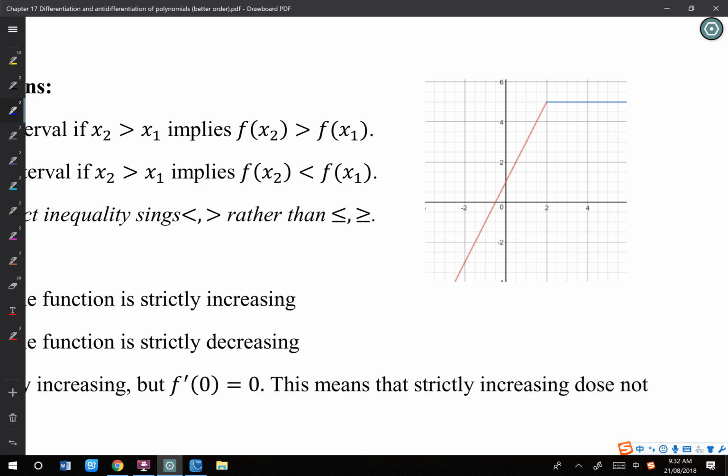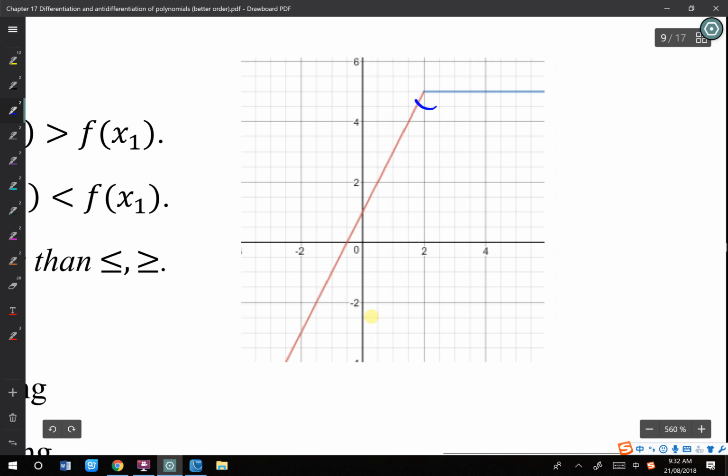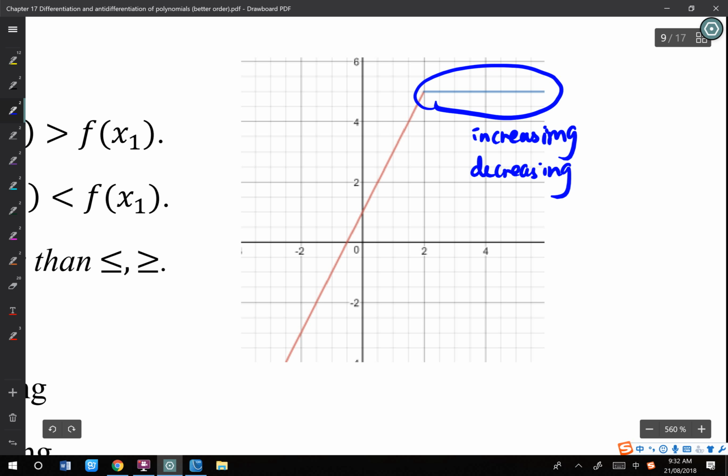If it goes down or remains the same, it can be increasing or decreasing. So y can remain the same, as it can be not strict. No word strict, it's just increasing or decreasing. So for example, this part of the graph can be increasing or it can be decreasing. But it can't be strictly increasing or strictly decreasing. When x increases, your y remains the same. It doesn't increase or decrease. So it can be an increasing part or a decreasing part, but you can't use the word strictly.